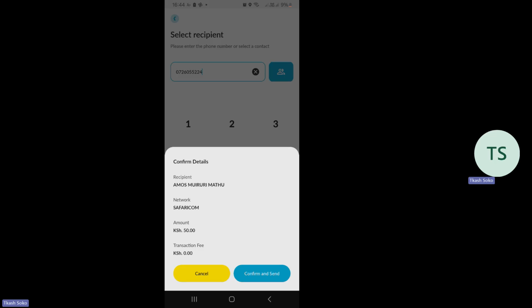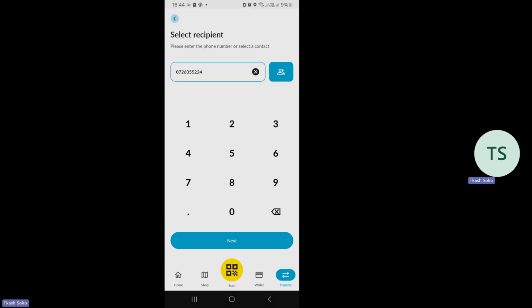For any transaction below 100, you don't pay, the fee is 0. But for any amount that is above 100, then it attracts a fee. I just want us to try and see for a transaction that is above 100, how it would appear. Say 500, next. Let me put the phone number. I don't know whether it will accept because I don't have that money in my Tcash, but yes, you can see now it has accepted actually.